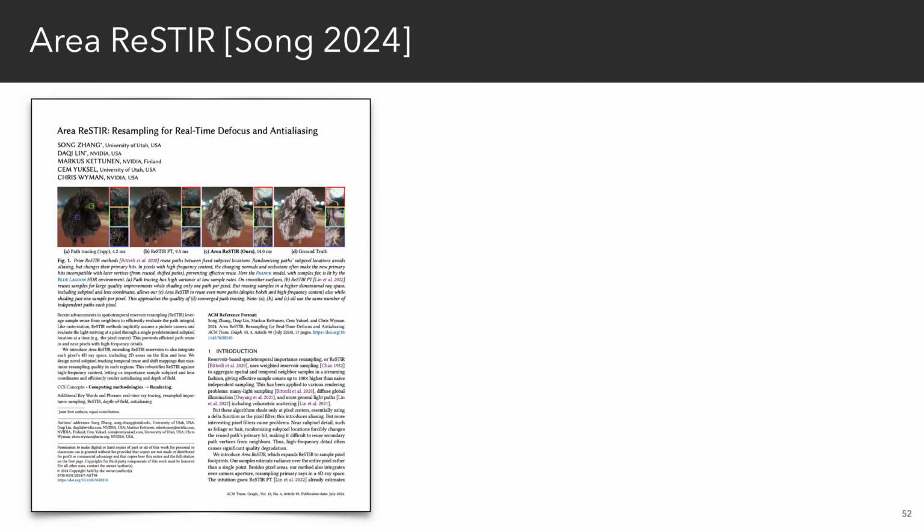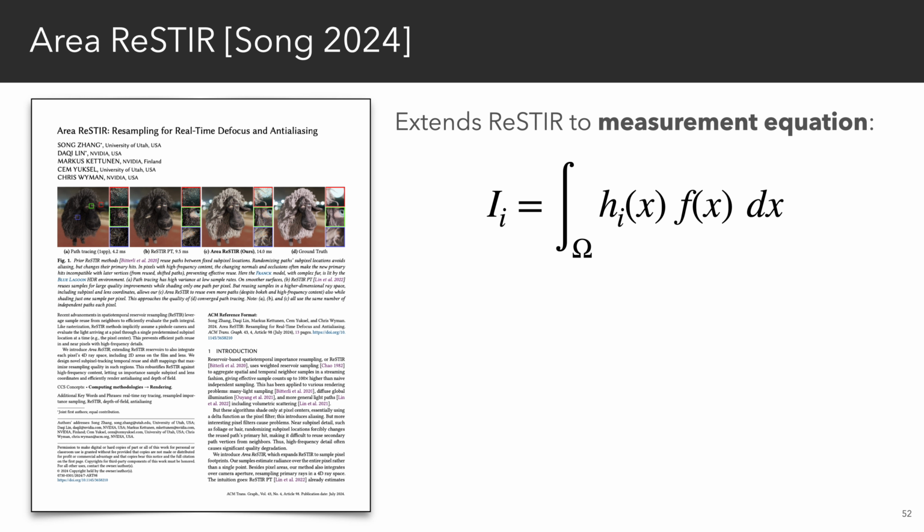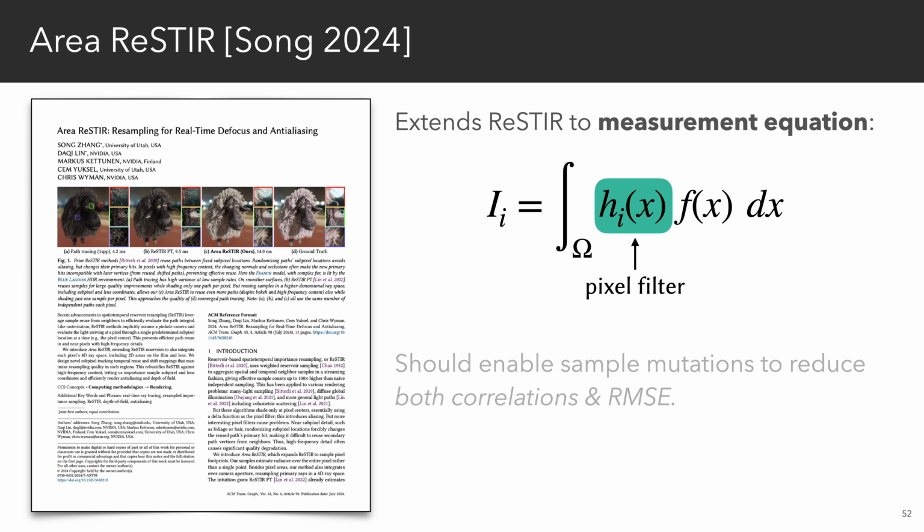Finally, the recently published area ReSTIR paper further generalizes ReSTIR to solve the measurement equation, where, as with Metropolis light transport, H is a pixel filter. This generalization provides a nice framework for exploring how we can mutate samples across pixels, which should also help to not just reduce correlation artifacts, but also variance with MCMC mutations in ReSTIR.